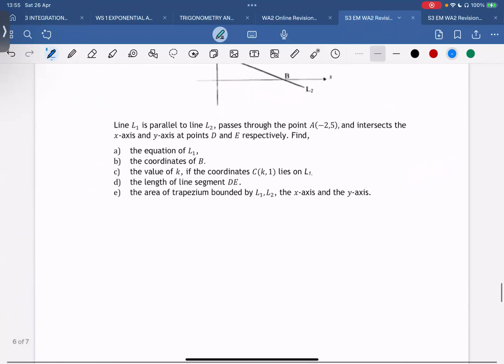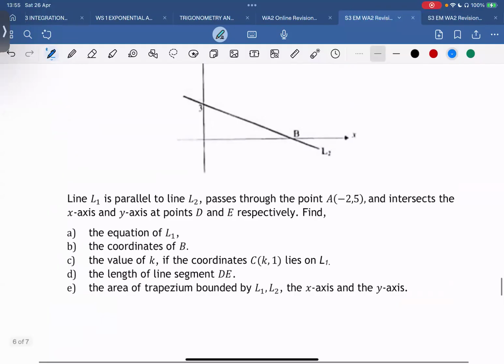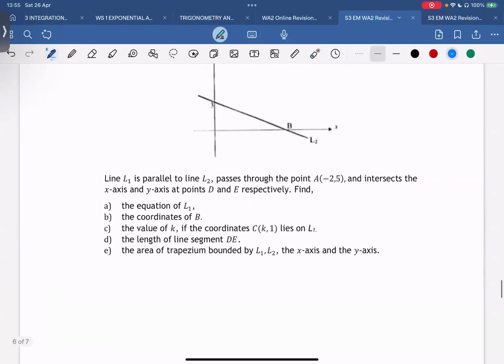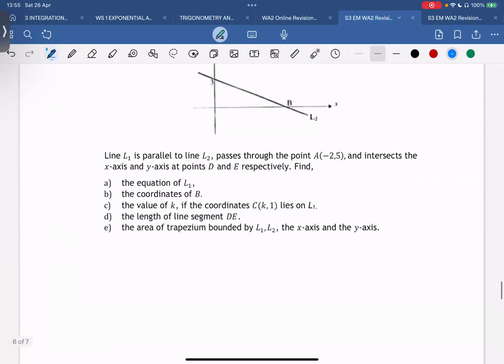Okay, now line L1 is parallel to L2 and it passes through A and intersects the x-axis and y-axis at point D and E respectively. Part A, find the equation of line L1.